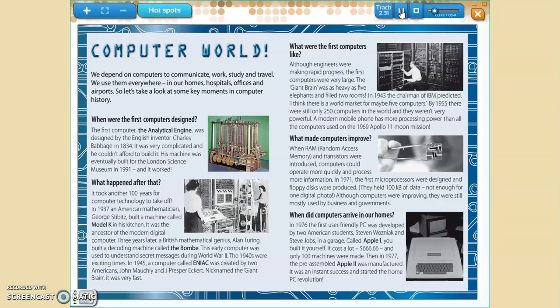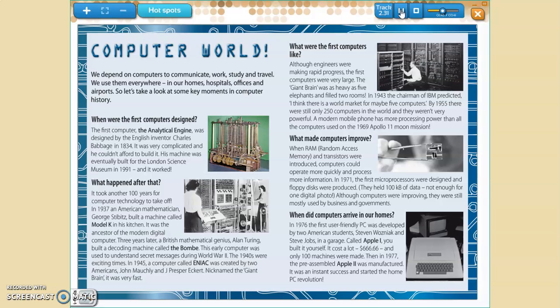What happened after that? It took another 100 years for computer technology to take off. In 1937, an American mathematician, George Stibitz, built a machine called Model K in his kitchen. It was the ancestor of the modern digital computer. 3 years later, a British mathematical genius, Alan Turing, built a decoding machine called the bomb. This early computer was used to understand secret messages during World War II. The 1940s were exciting times. In 1945, a computer called ENIAC was created by two Americans, John Morkley and J. Presper Eckert. Nicknamed the Giant Brain, it was very fast.